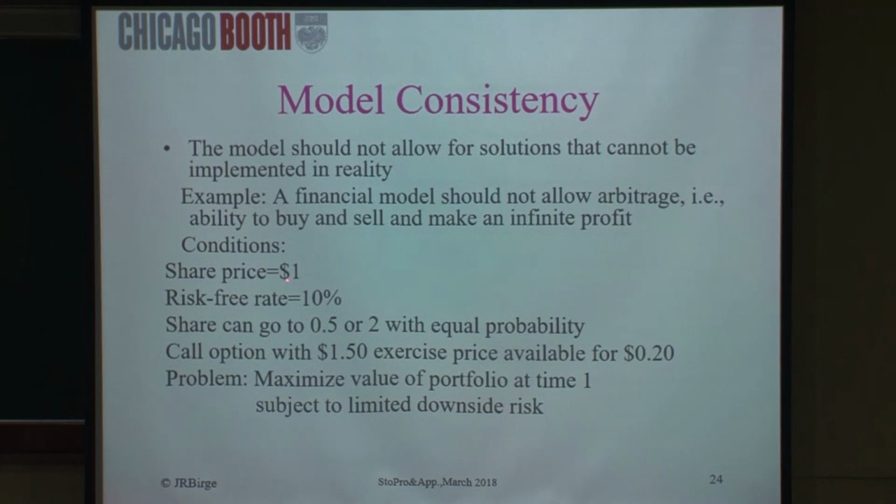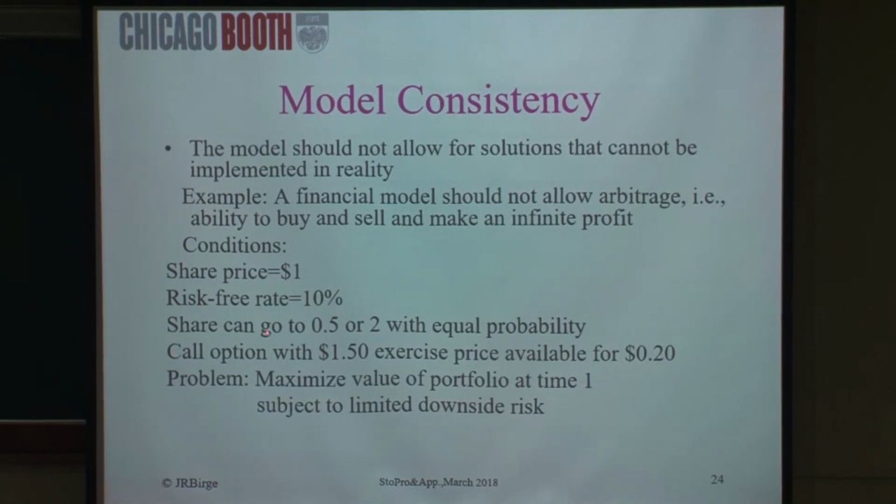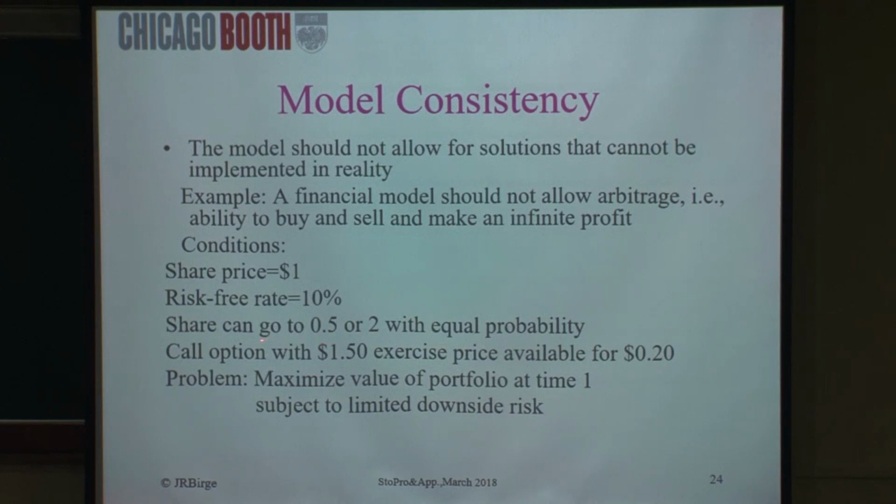Here's a problem where the price of a share of stock is $1. The risk-free rate, say, is 10%. My model says the stock either goes to 1/2 or 2, and each happens with equal probability. So it starts at $1, could go to 50 cents, or it can go to $2.